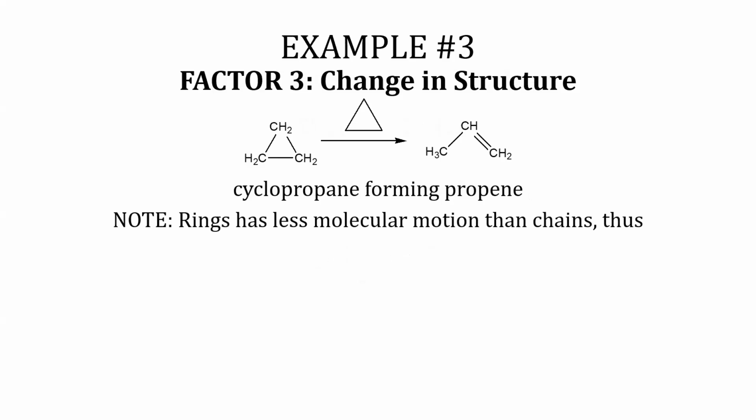Third, a change in structure. Here, cyclopropane with the aid of heat converts to propene. There is no change in the molecular formula of C3H6. However, the reactant is in a ring and the product is in a chain. There is a restrictive motion for substance in a ring, whereas one in a chain has more flexibility in its molecular motion, which can be noticed, and as a result, delta S is greater than 0.